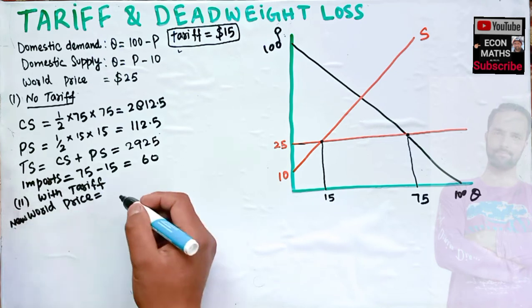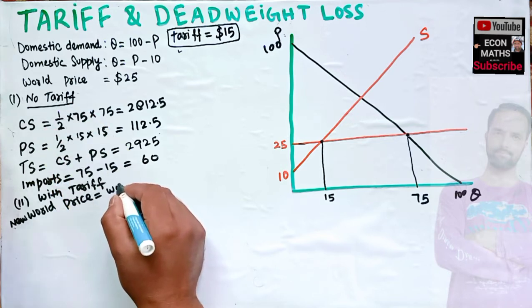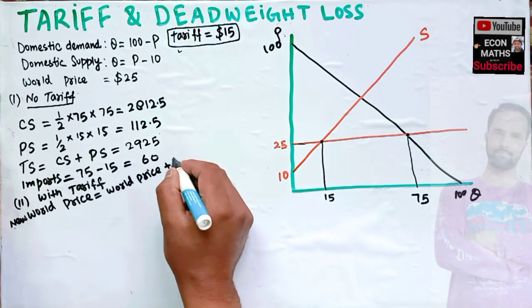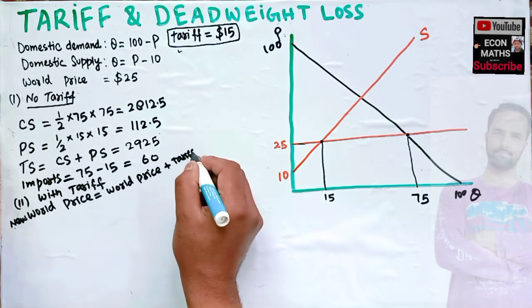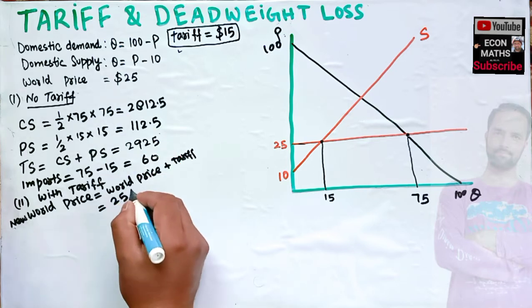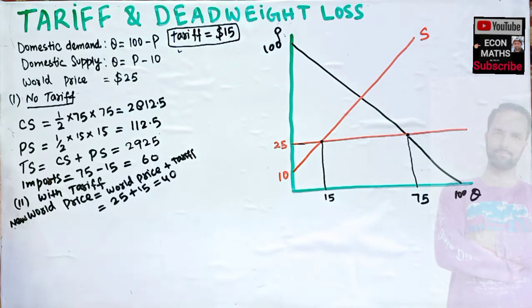New world price will be equal to the old world price plus tariff. So the world price was $25 plus we have a tariff of 15. This gives us 40 as the new price. So we will have a new price of 40.